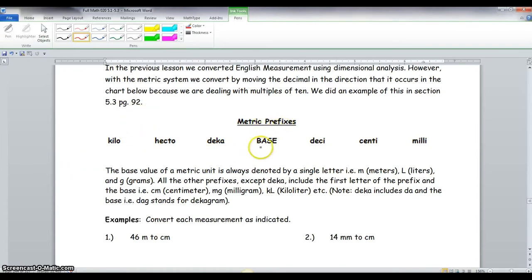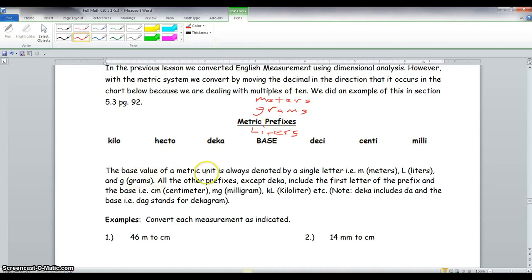Okay, the metric prefixes. We have our base. Now, we've dealt with the bases before, like one of our bases is meters. Another base is grams. And then we have another base, which is liters. Okay, these are our bases, and then we will have centimeters, centigrams, milliliters, and everything like that. But our base is these values here.